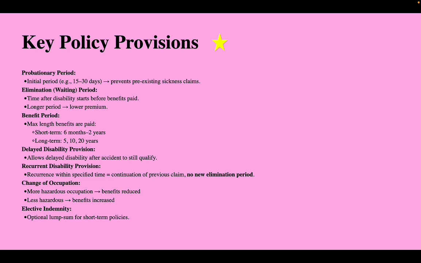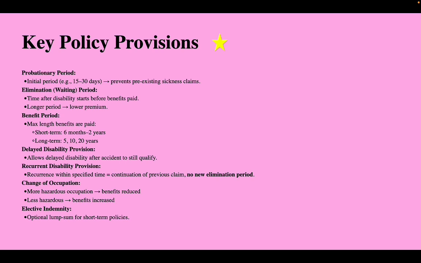Slide 6. Key policy provisions. Policies include several critical provisions. A probationary period at the start of the policy, often 15 to 30 days, prevents claims for pre-existing conditions. The elimination or waiting period defines the time after the onset of disability before benefits are paid, and longer periods usually result in lower premiums. The benefit period specifies the maximum length of time benefits are paid, which may range from short-term periods of 6 months to 2 years, to long-term coverage lasting 5, 10, or even 20 years.